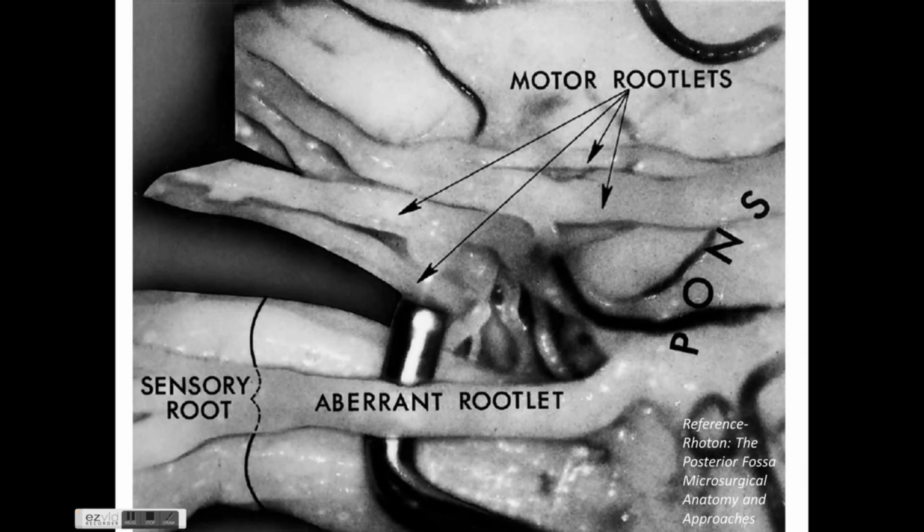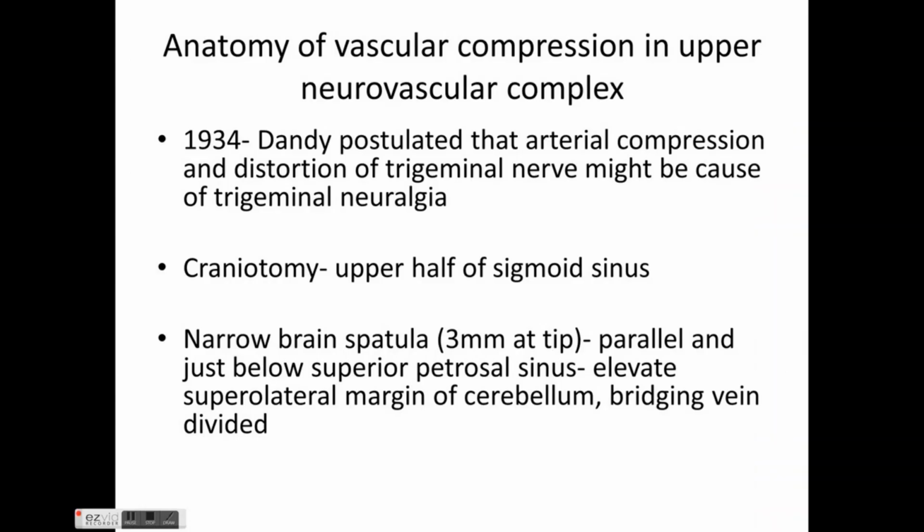Now, anatomy of the vascular compression in the upper neurovascular complex. In 1934, Dandy postulated that arterial compression and distortion of the trigeminal nerve might be the cause of trigeminal neuralgia. The craniotomy we do for trigeminal neuralgia is based on the upper half of the sigmoid sinus. Only a narrow brain spatula with a 3 mm tip, parallel and just below the superior petrosal sinus, is used. We elevate the superior lateral margin of the cerebellum. If there is any small bridging vein, it can be divided.